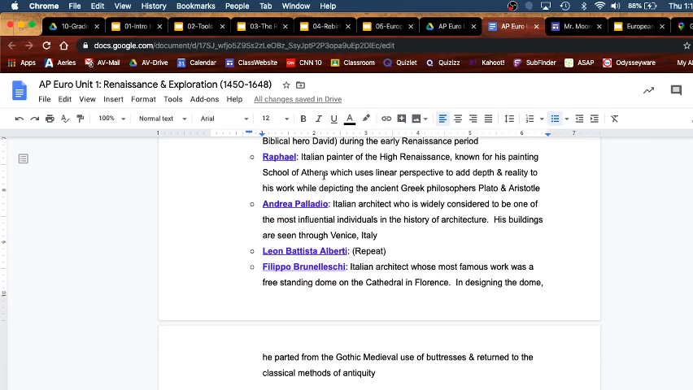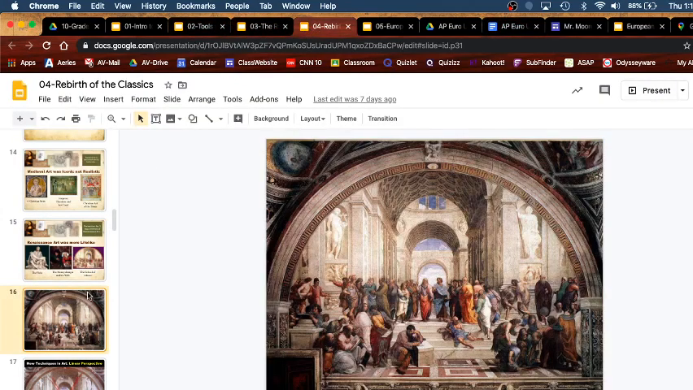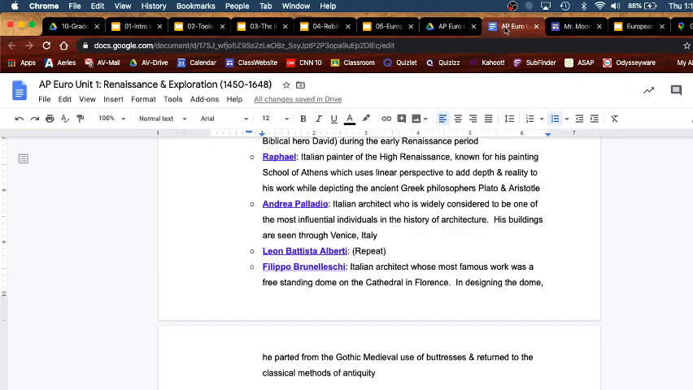Raphael, I've already shown his painting of the School of Athens. Right here, I'll read this. It says, an Italian painter of the High Renaissance known for his School of Athens painting, which uses linear perspective to add depth and reality to his work while depicting the ancient Greek philosophers Plato and Aristotle. Not to rehash it all, but you have Plato and Aristotle along with himself. So he's kind of pretending he's back there with the original guys, a couple hundred years before his lifetime. And he's using that linear perspective. So great stuff right there.